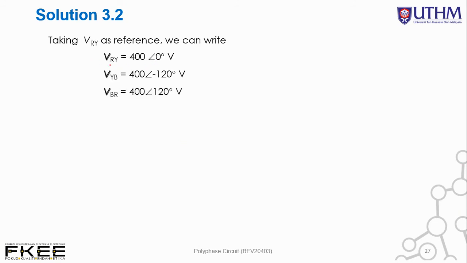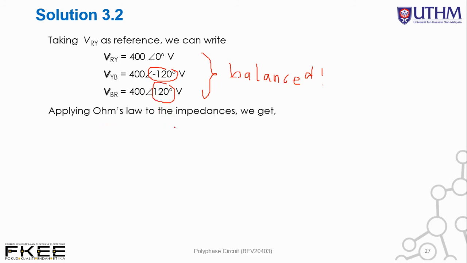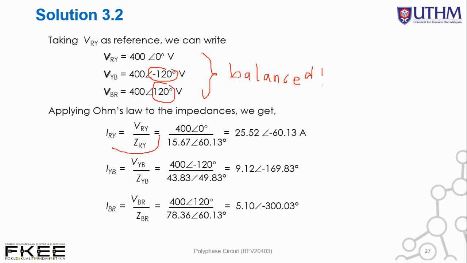So we can write VRY equal to 400 at 0 degrees, and then VYB and VBR. Again, these are balanced. We have made a declaration, we have set the standard, we have made the disclaimer, whatever you like to call it, that the source is always balanced. So we simply differentiate the phases from one to another by shifting them by 120 degrees.